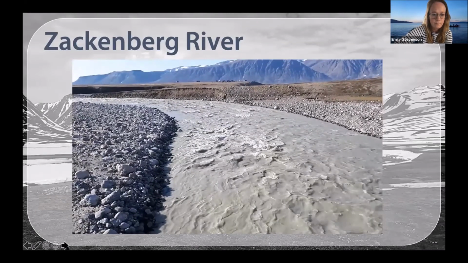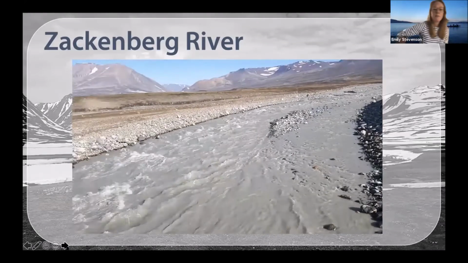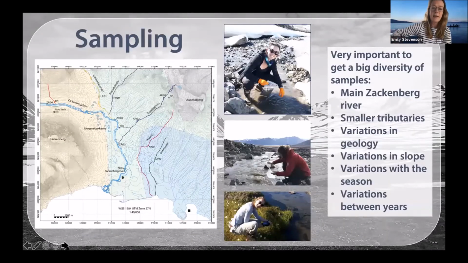Okay. So the first time we went there, we wanted to get lots of different samples from lots of different rivers to get a sense of what the baseline weathering and rock dissolution was like within the region. So this is a very basic geological map where the different colors represent different geological units, which I've forgotten to label. But you can see the main Zackenberg River coming down here with lots of smaller tributaries coming on as well.